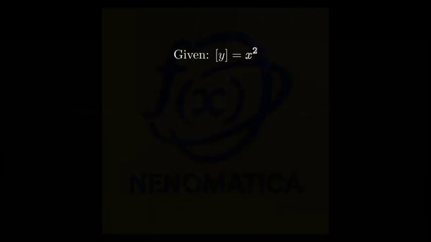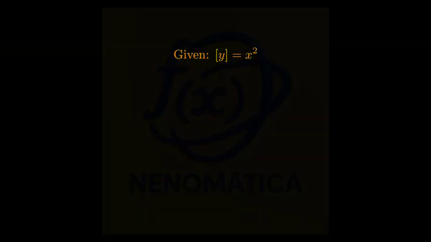In this lesson, we will graph the relation brackets y equals x squared. Brackets y means the floor of y. We will build the graph step by step and see why it looks like a set of vertical needles.